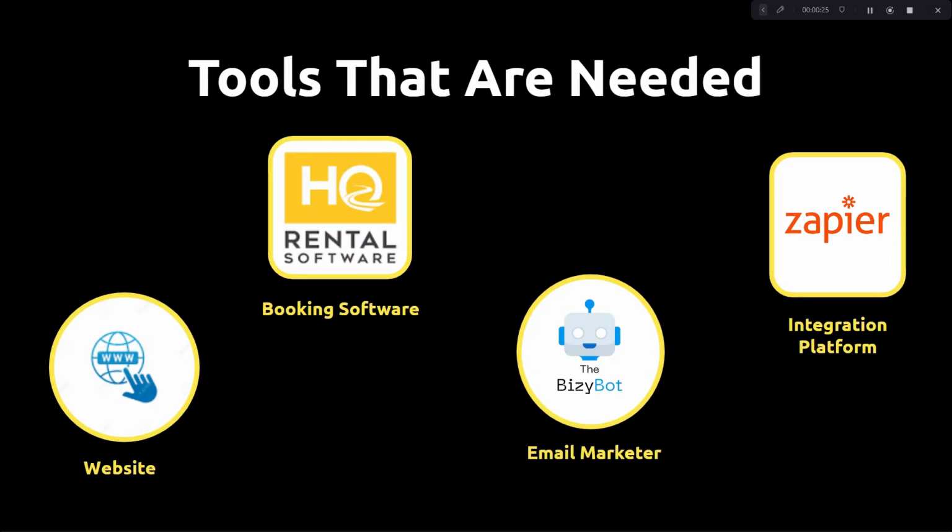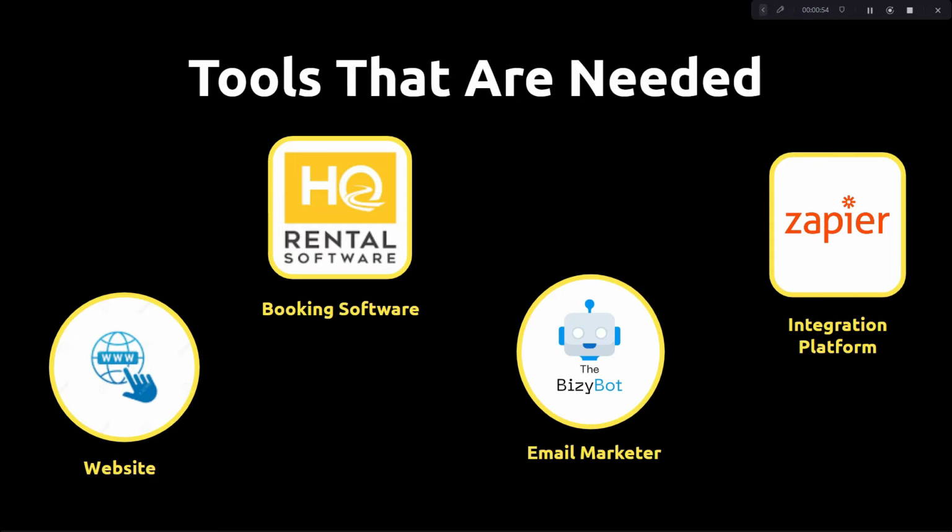The tools that are needed to automate your private rental business: you need your own website for your customers to go to. You need to have booking software. In this case, I use HQ rental software to collect your customers' information to know what equipment or car they want to rent, or house they want to rent out. And then you want to have an email sender or a text message sender to go out to your customers on your private side. In my case, I use BizyBot. And everything that I'm talking about, I'll have links in the description below.